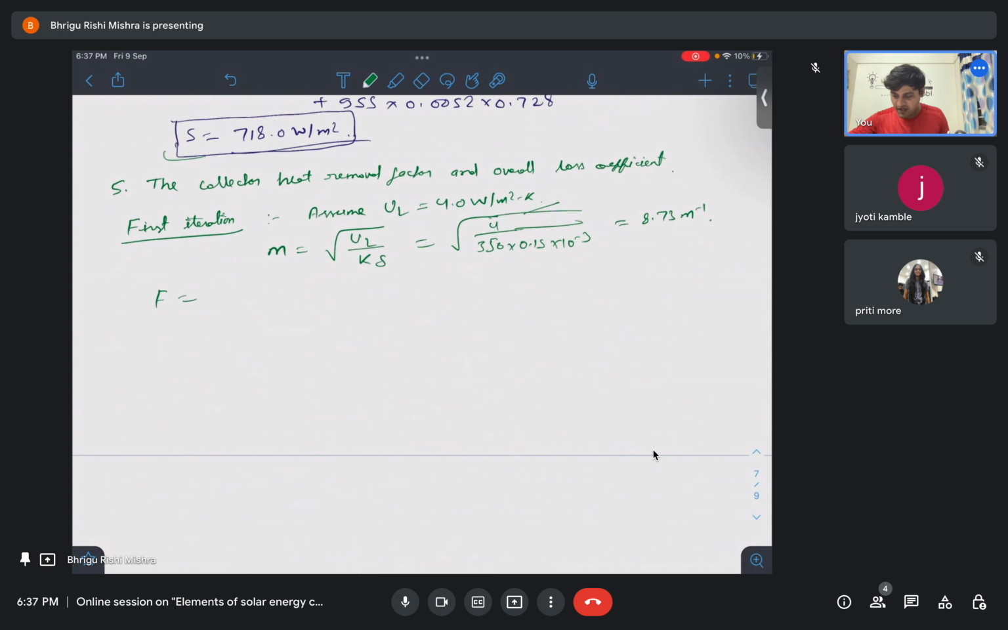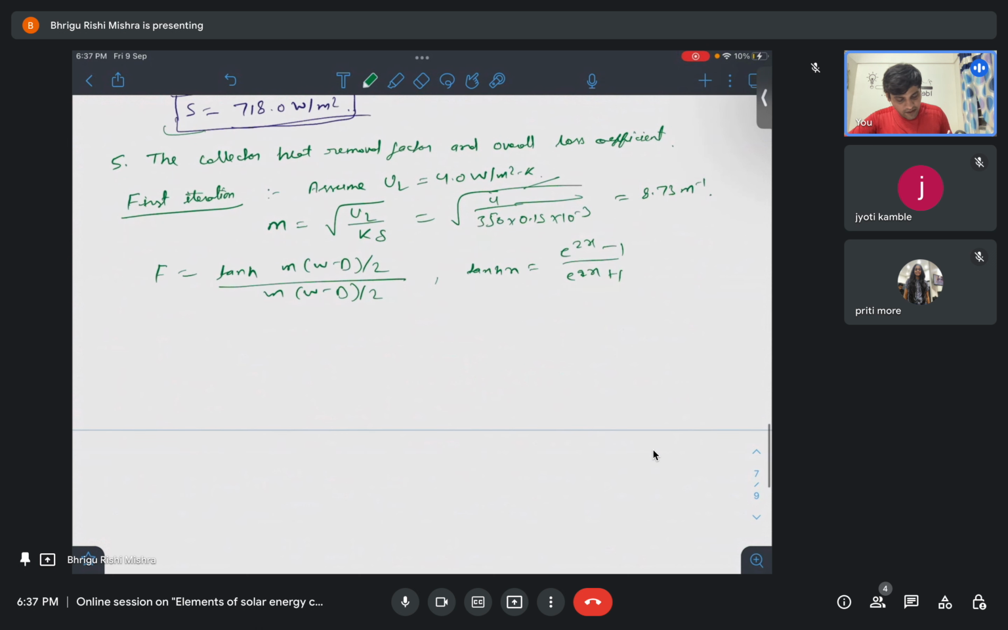F is tanh of m(W minus D) by 2, divided by m(W minus D) by 2. To calculate tanh of x, we can use the formula e to the power 2x minus 1 by e to the power 2x plus 1. I guess this is the formula. Let me just check. Yeah, sorry, it is e to the power 2x minus 1 in the numerator, plus 1 in the denominator. In this way we can calculate the tanh function.